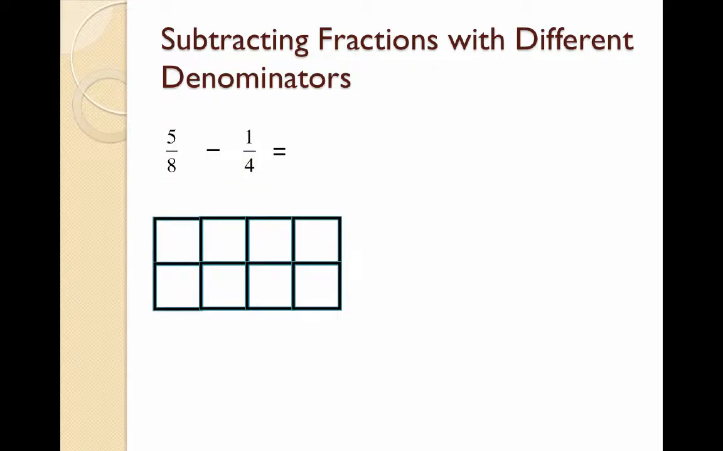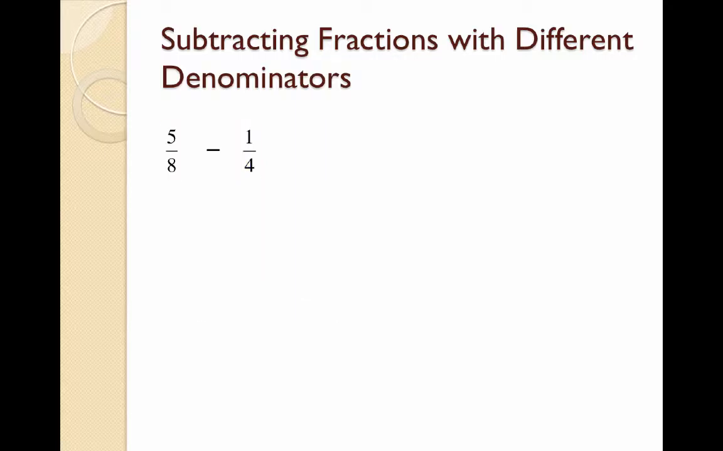But what happens when I have different denominators? Here I have 5/8 and I want to take away 1/4. So the 5/8 would be represented by colouring in 5 squares. The 1/4, however, would be represented by colouring in 1 out of 4 of the rectangles. This is the equivalent of 2 squares. So if I take away those 2 squares, I'm going to be left with 3/8. So how do I do that when I don't have a diagram?